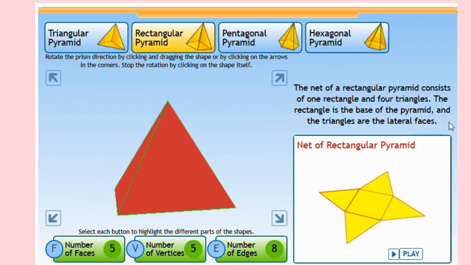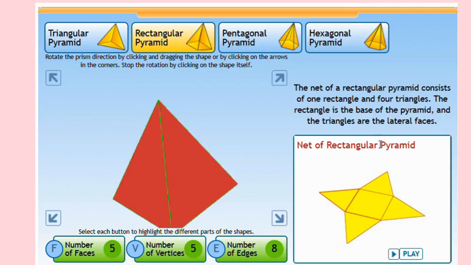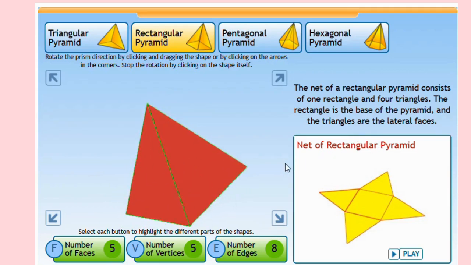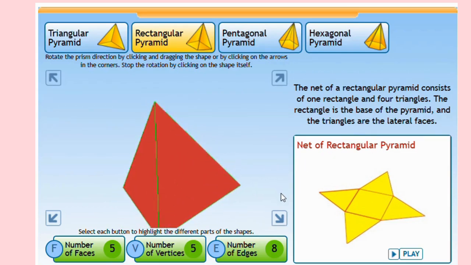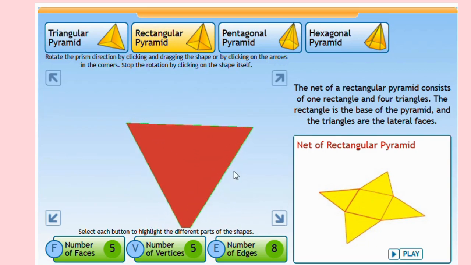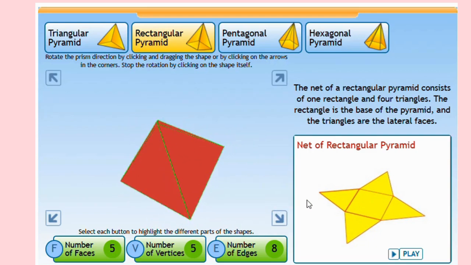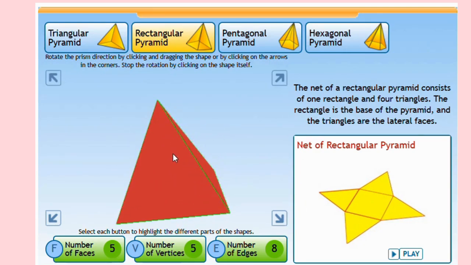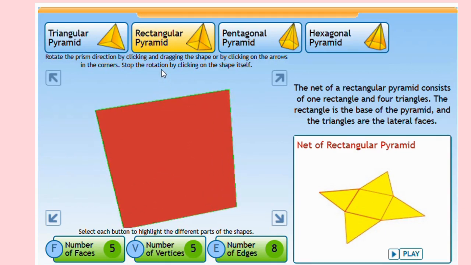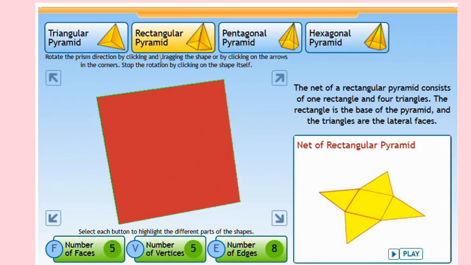With pyramids, you will see it makes you think of Egypt. So this is a shape that has triangles on the sides, and it ends in a point at the top or an apex. In this case, there is a square at the bottom. This is not a rectangular prism, this is a square based pyramid.